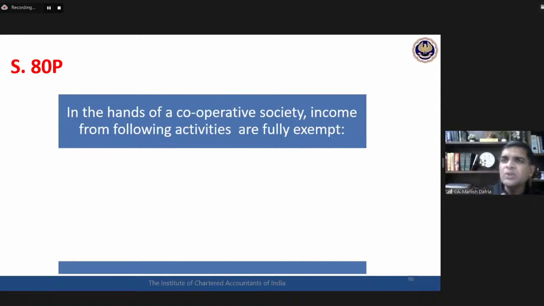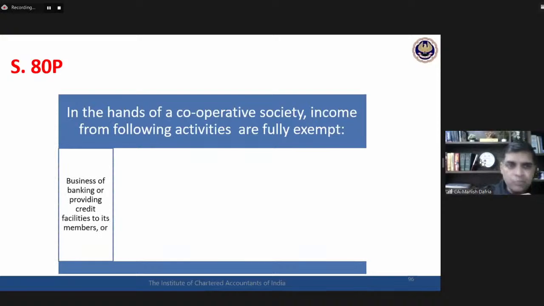So what you need to see very, very carefully is the exact nature of the income which is exempt. If it is exempt, it is fully exempt. As I was saying, no percentages, no calculation, nothing is involved. The exact nature of income is what you need to focus on.